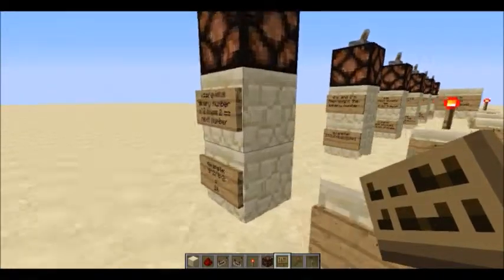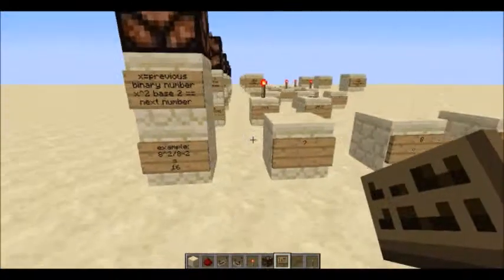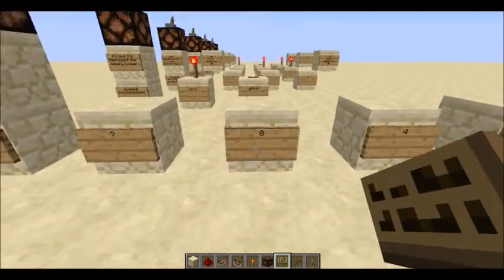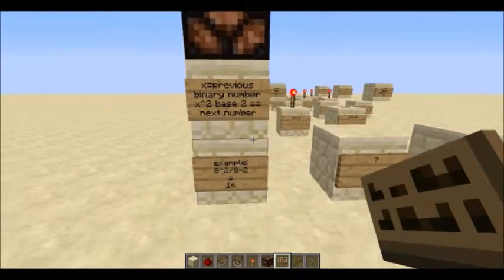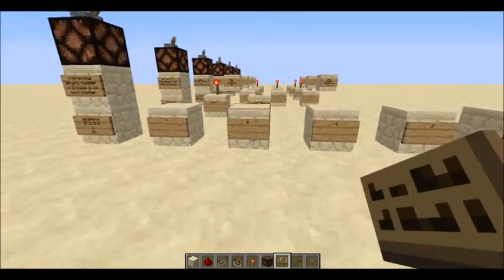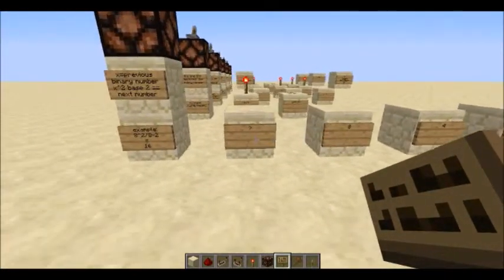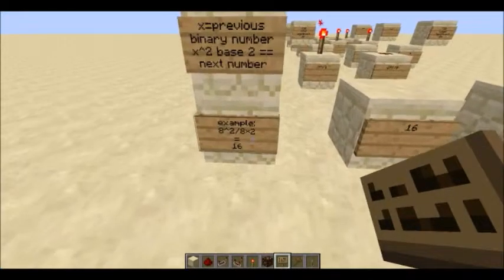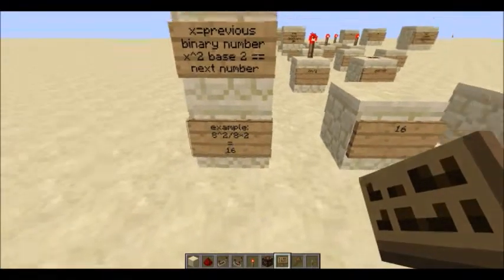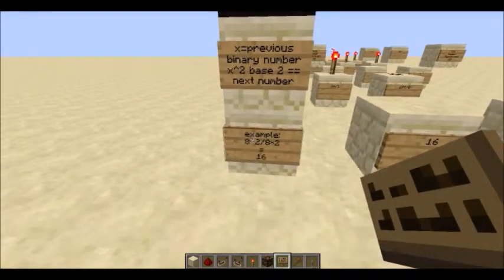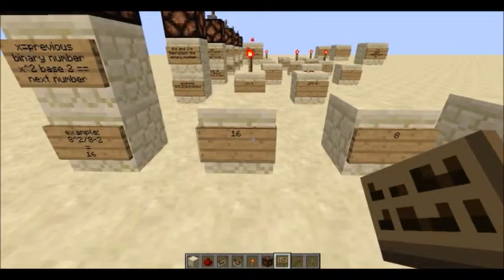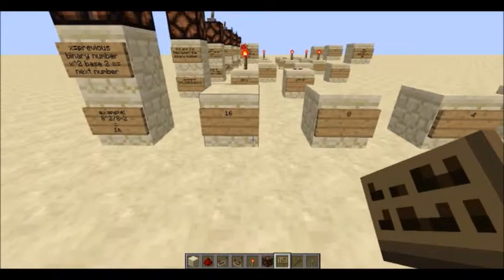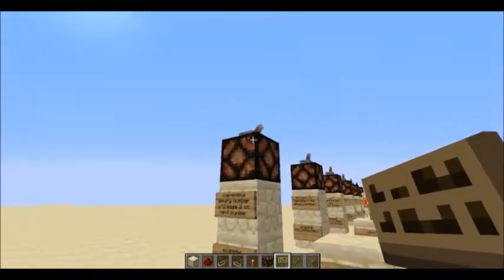So, first off, how do we work out the next binary number? x equals the previous binary number, so 8. Then what you do is x times 2, or to the power of 2. So 8 times 2 is 16. That's pretty easy to understand, right? An example of this is 8 times 2 equals 16. If we did this rule again, 16 times 2 would be 32, and that would be our next number. So, that's the first stage complete.